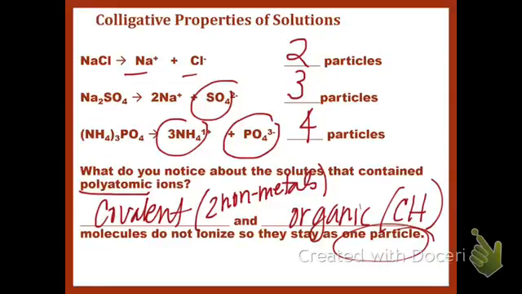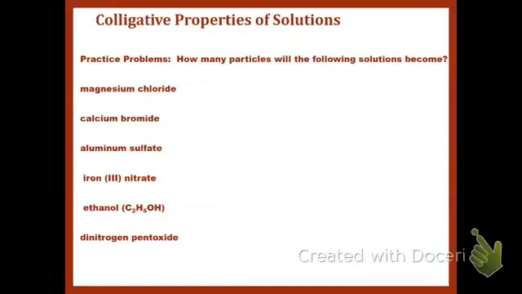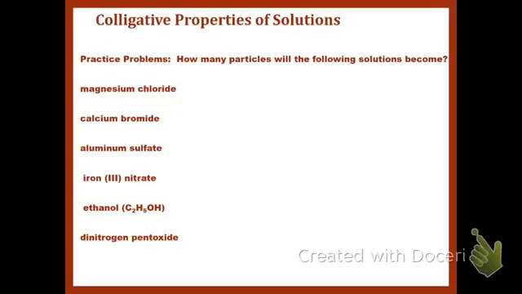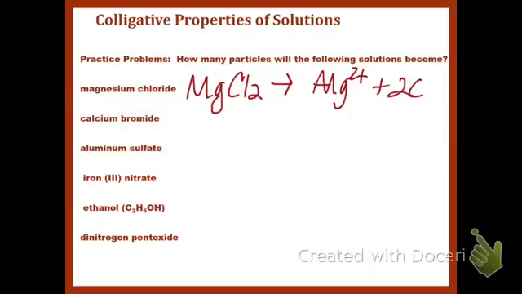Okay, so let's do a couple of these together just to practice. Magnesium chloride looks like this. I've done this all day. Magnesium chloride looks like that, so how many particles would it make? Now I'd make 3. Because when it breaks apart, you get magnesium plus 2 chlorines. So it would give you a total of 3 particles.